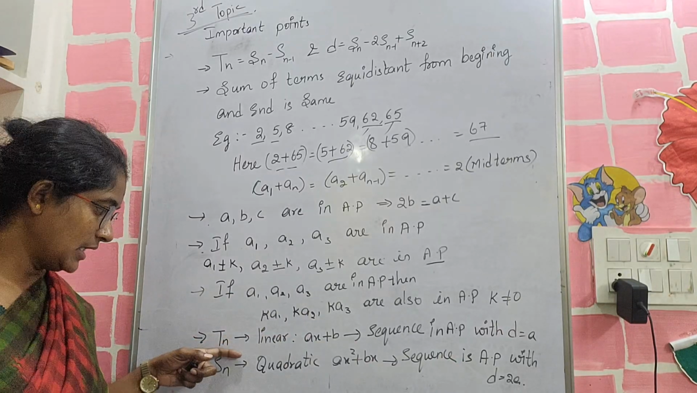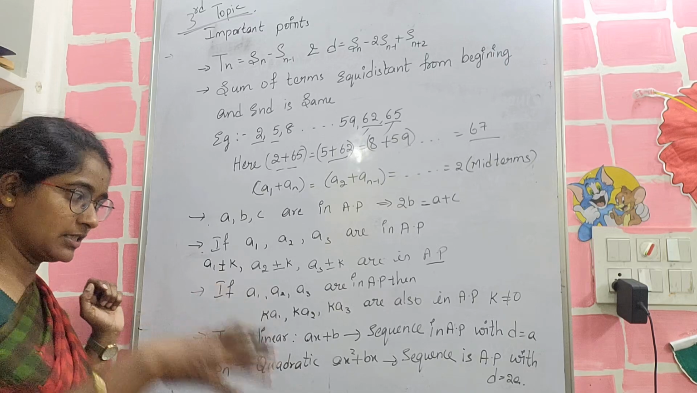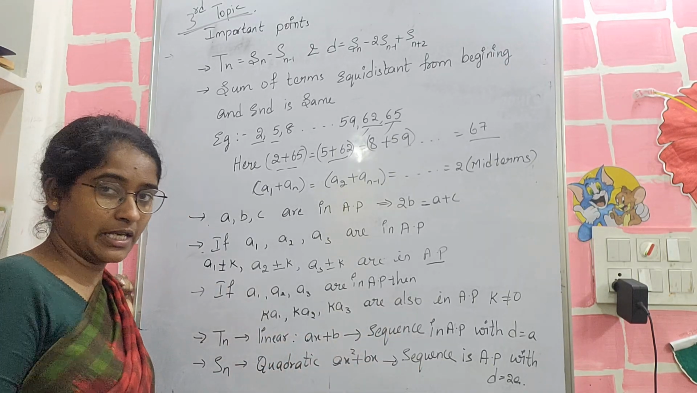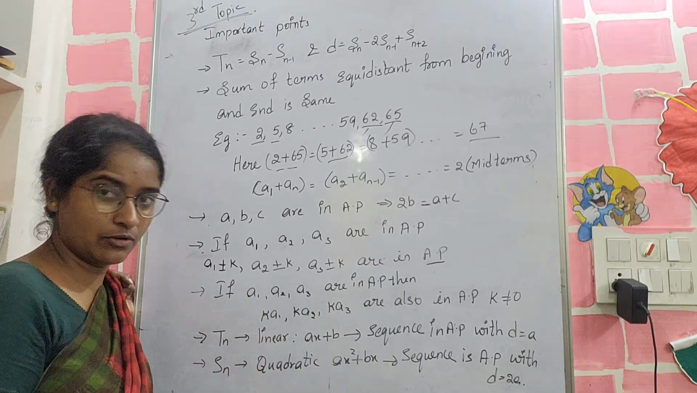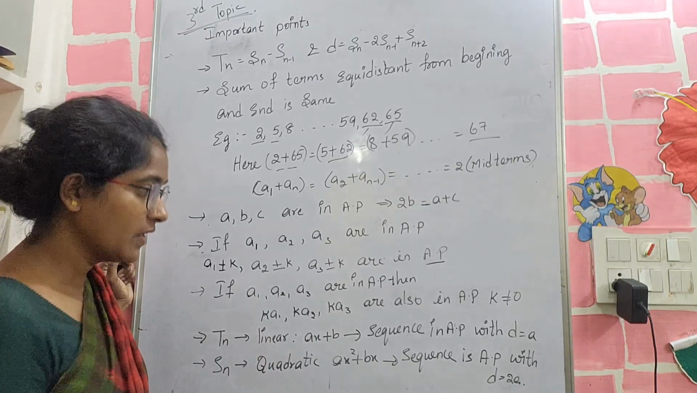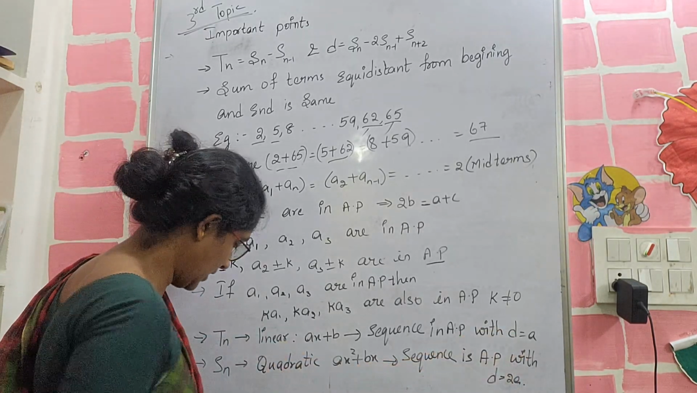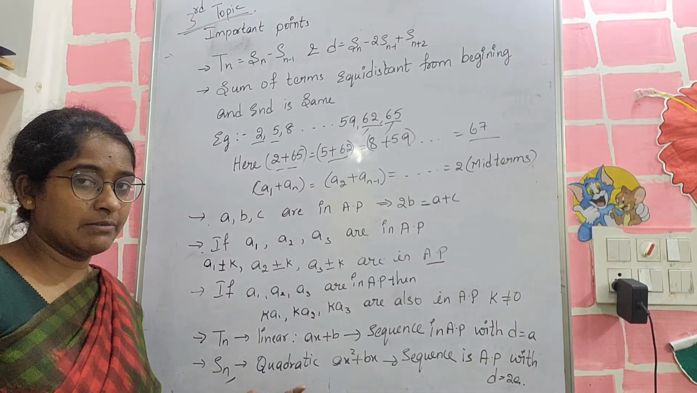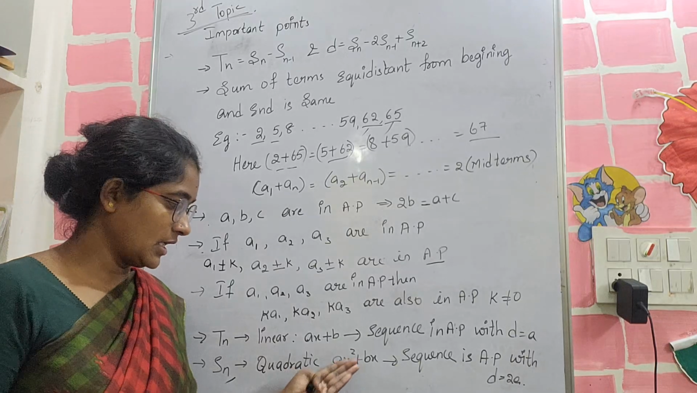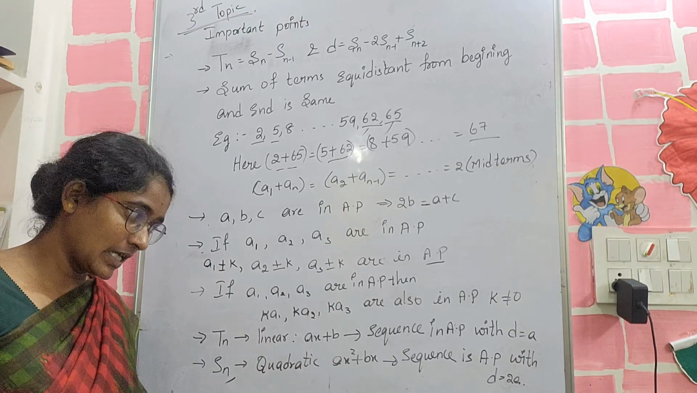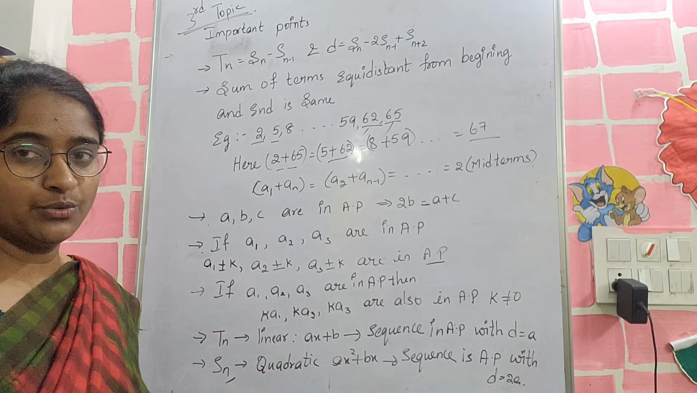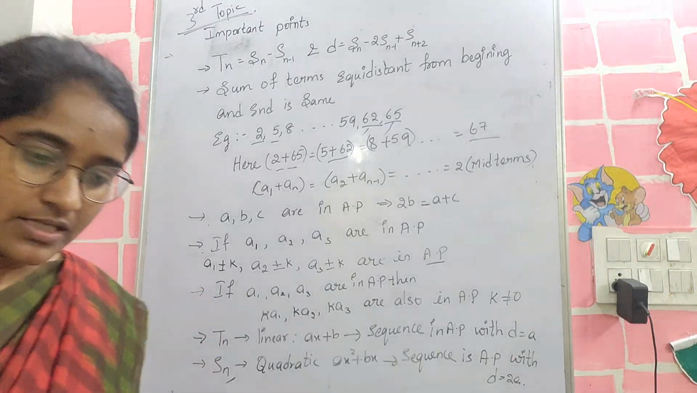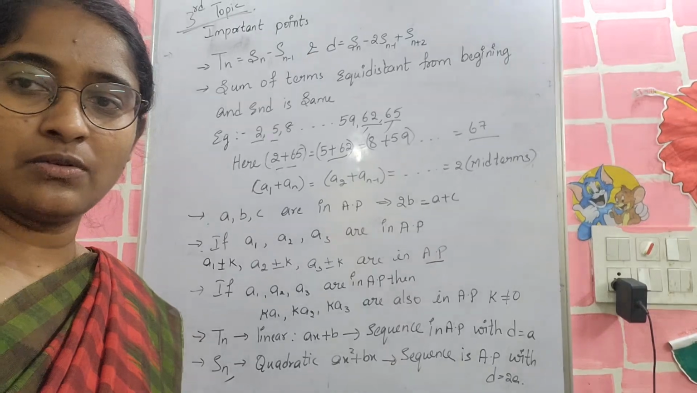Then, if the term Tn is linear, suppose the particular term is in the linear form Ax plus B, the sequence is also an AP, with D equal to A. Then Sn, the sum of the terms, sometimes given as a quadratic expression Ax square plus Bx, is also an AP, with D equal to 2A. These are the points which you have to remember, and some more points are there, we'll discuss now.